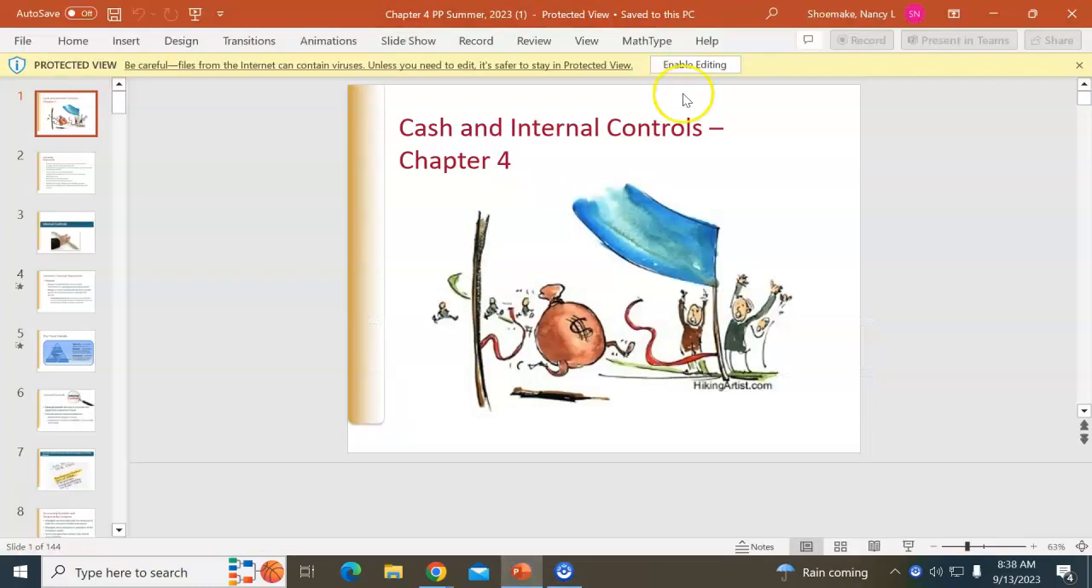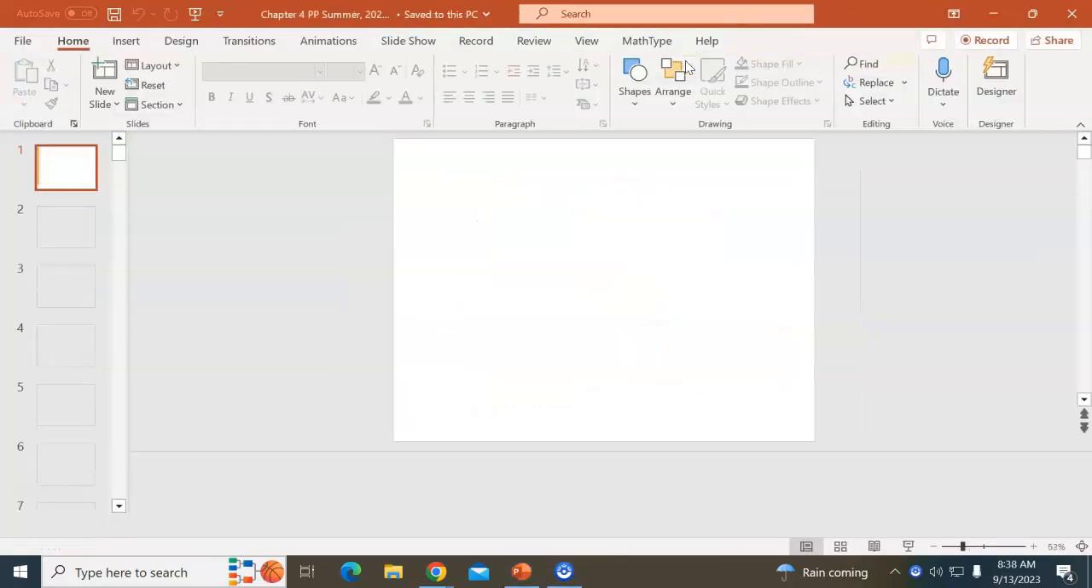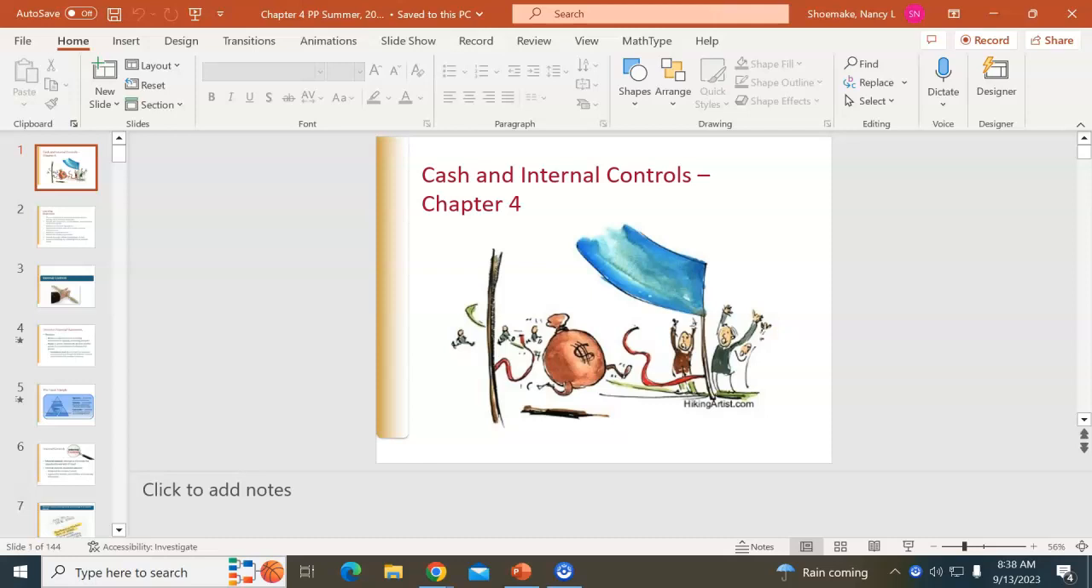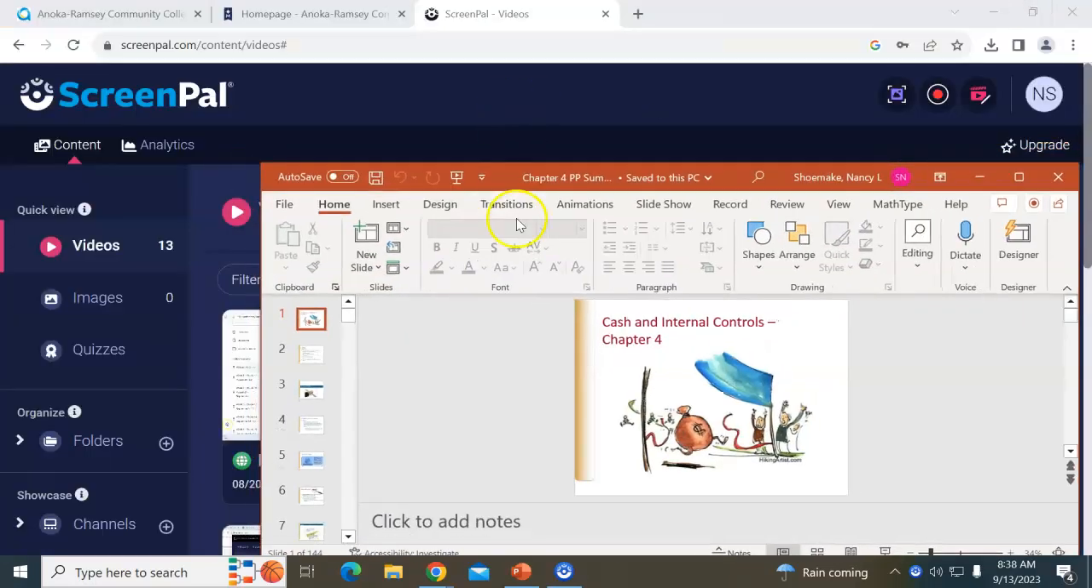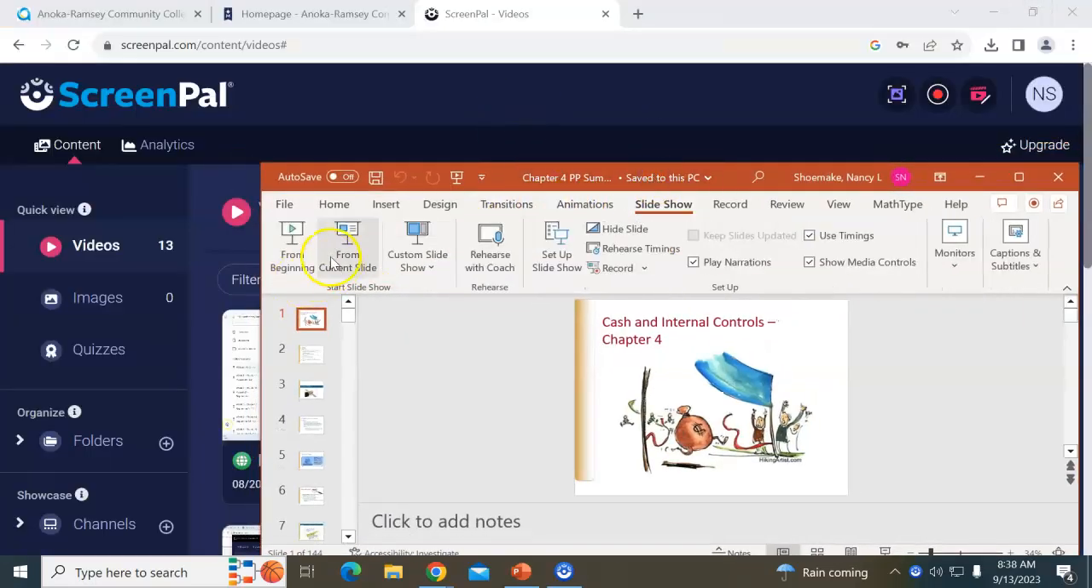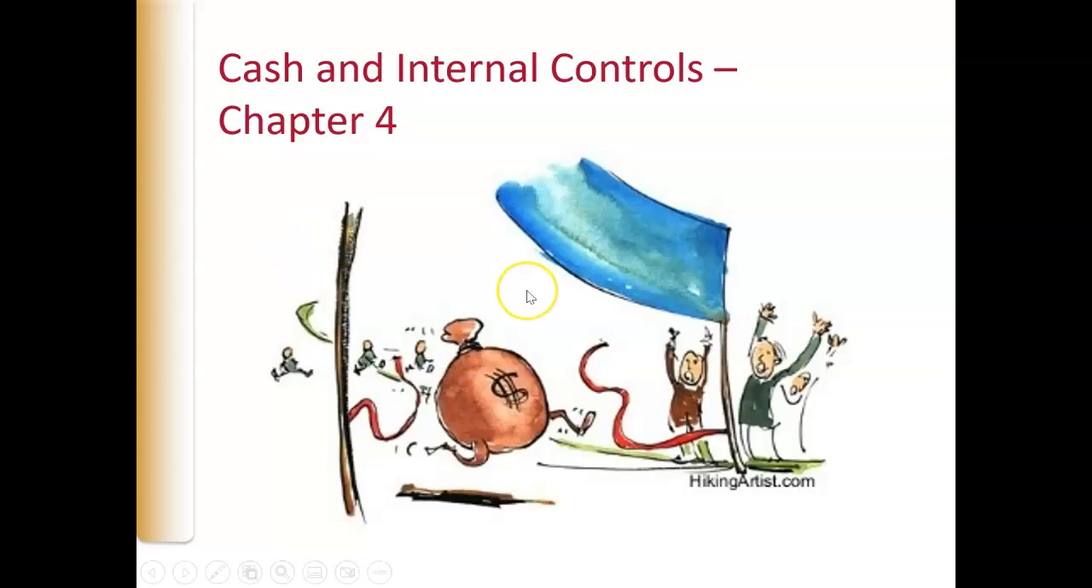Chapter 4. It's gonna get easier here. Primarily, this chapter focuses on cash. And we're going to learn how to reconcile a bank account.